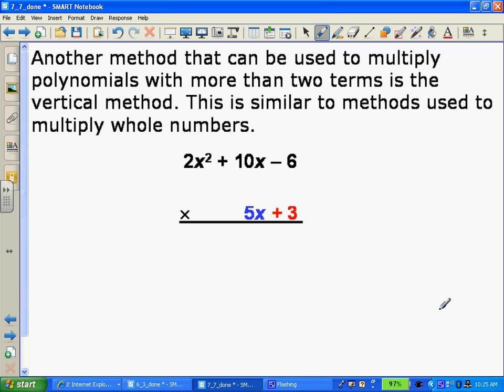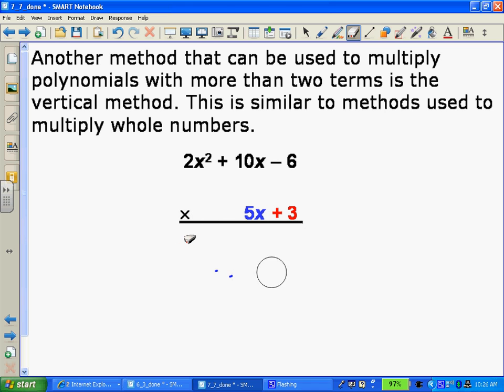Now a third method we call the vertical method, and this is the same process we use when we're multiplying numbers together. I'm going to line them up like this, and take the 3 and multiply it by everything. So 3 times 6 is negative 18, 3 times 10x is 30x, 3 times 2x squared is 6x squared. Same here, 5x times negative 6 is negative 30x.